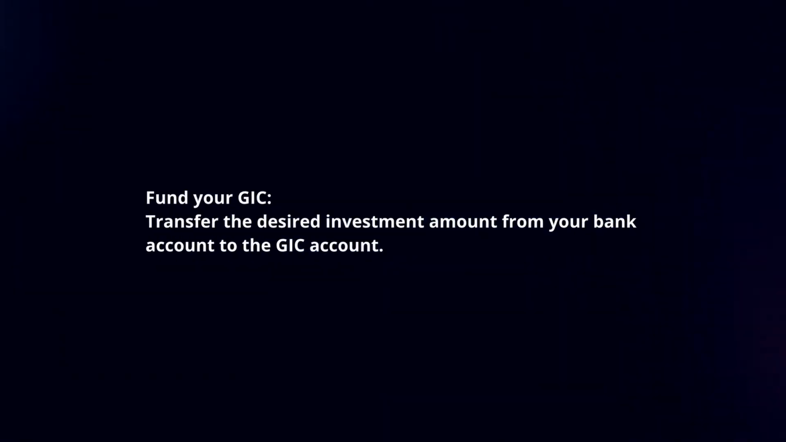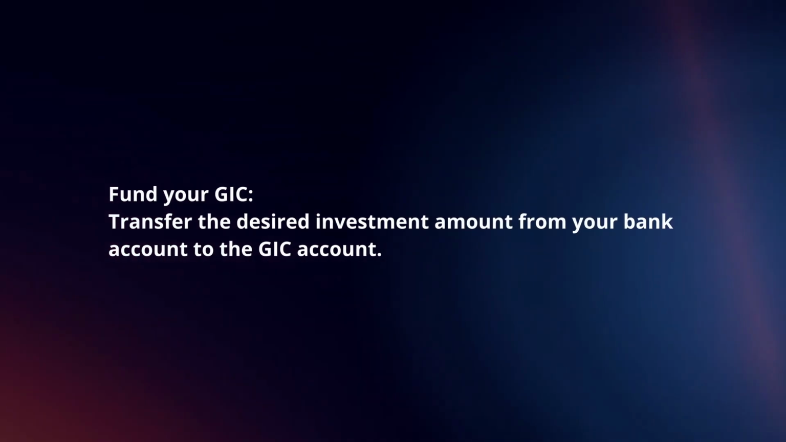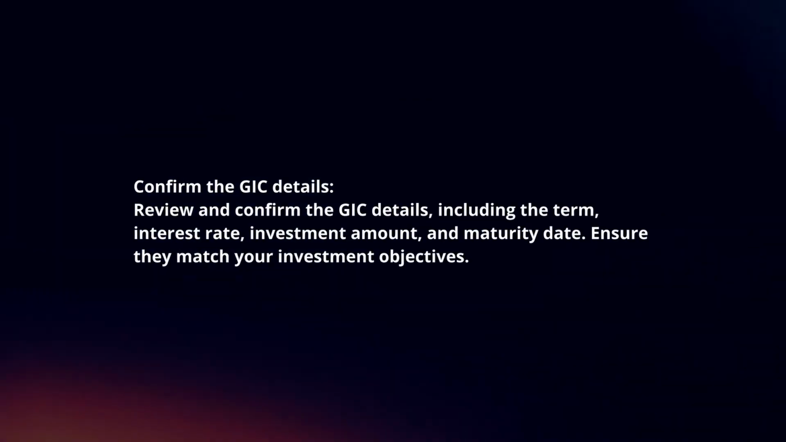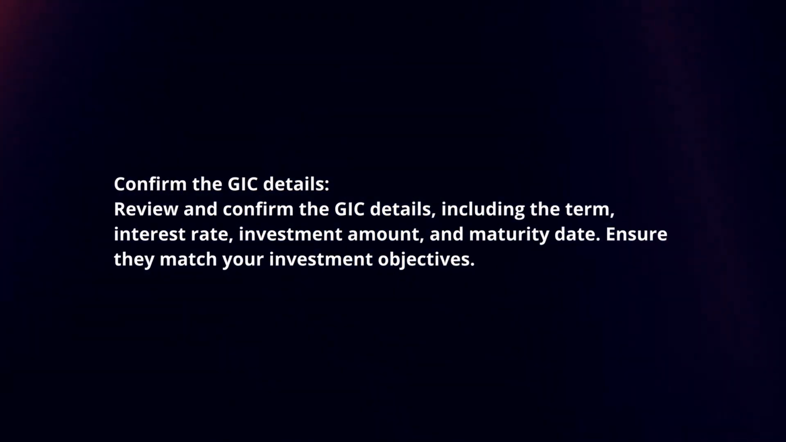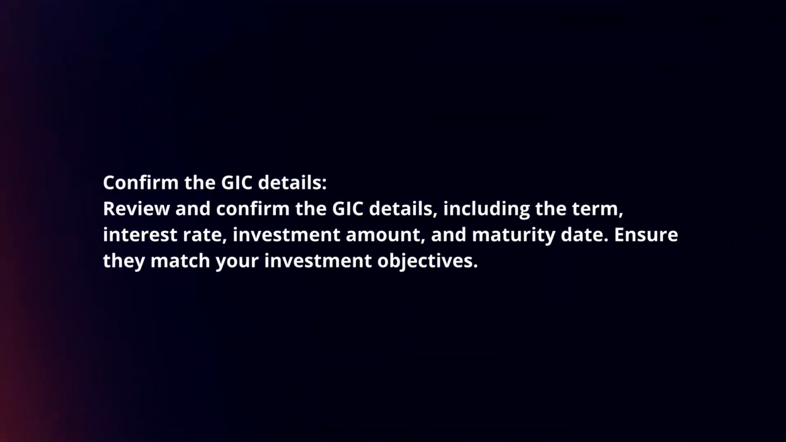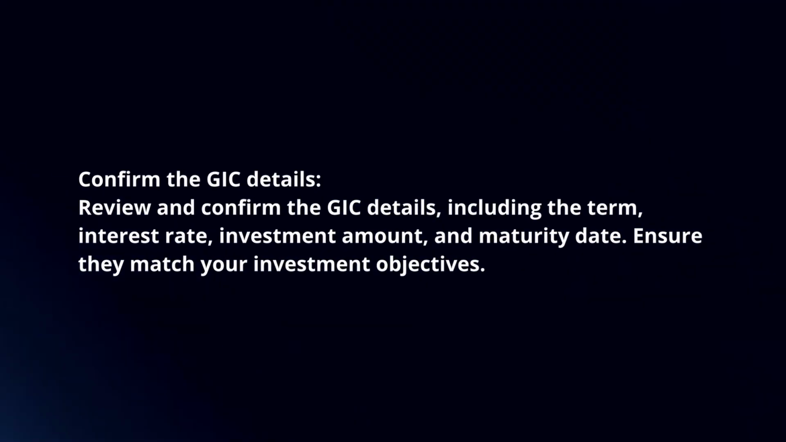Fund your GIC. Transfer the desired investment amount from your bank account to the GIC account. Confirm the GIC details. Review and confirm the GIC details, including the term, interest rate, investment amount, and maturity date. Ensure they match your investment objectives.